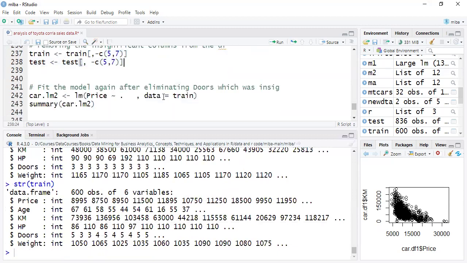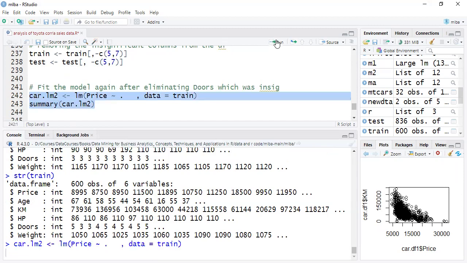Now executing the linear model command again with the remaining predictors. Now the remaining predictors are only 1, 2, 3, 4, 5. Only 5 predictors are remaining. One is price. I think there are 6 total columns here. Now running the 2 commands again, and the name of the model is changed.